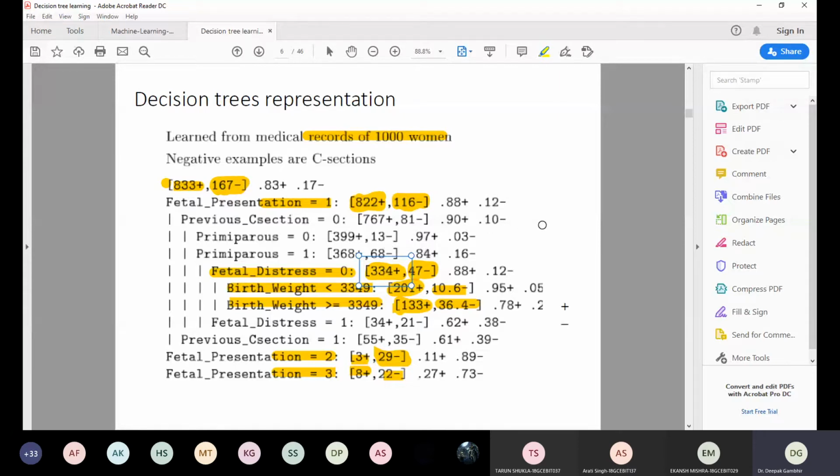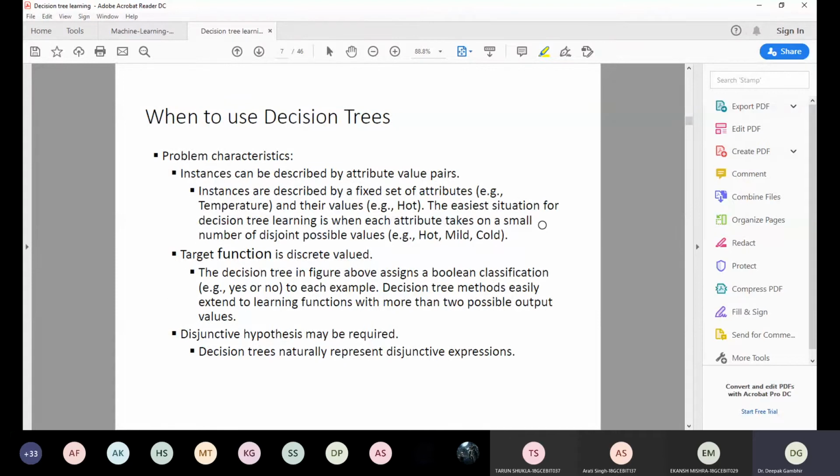We will learn more about how a decision tree is made. First, we will learn when to use a decision tree. A decision tree has some problem characteristics. These characteristics are that instances can be described by attribute value pairs. We have seen this, that for each attribute there is an instance or a node of that tree.